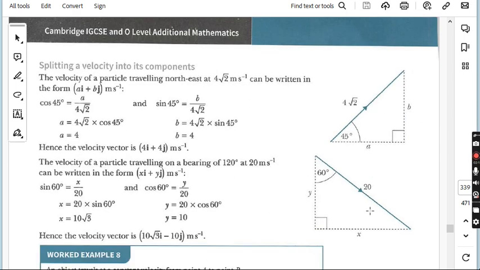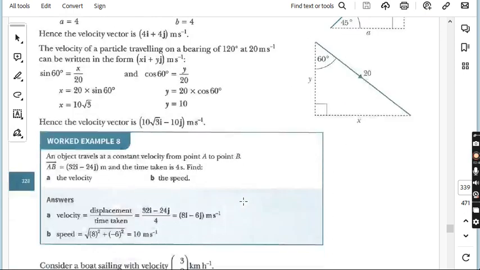Now another topic of this exercise is splitting a velocity into its components. In two dimensions there are two components of velocity, the x and y components. The x component is represented by cos theta and the y component by sin theta. You can see the velocity of a particle traveling northeast at 4 root 2 meters per second can be written in the form ai plus bj. When I do the questions of exercise 13.4, you will understand fully.